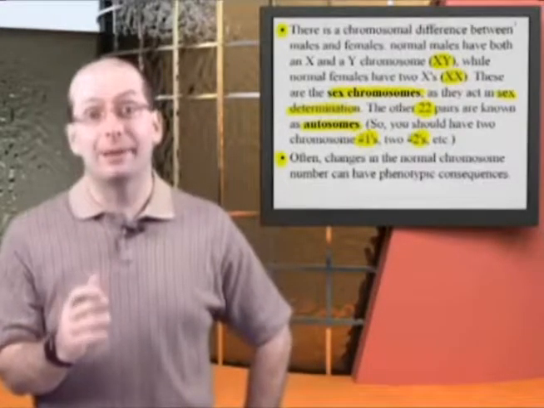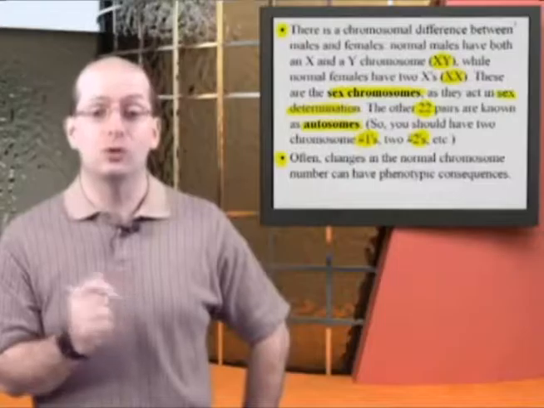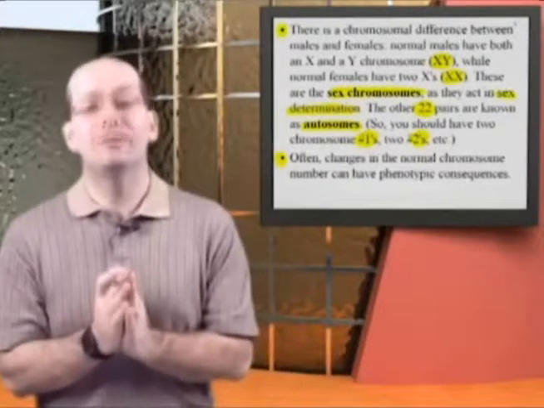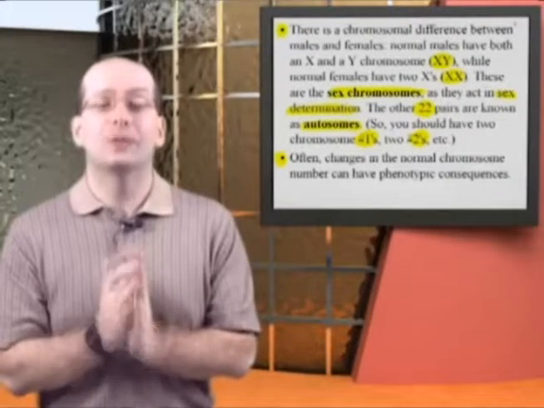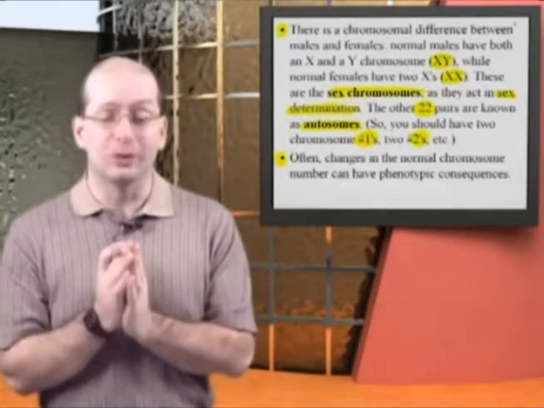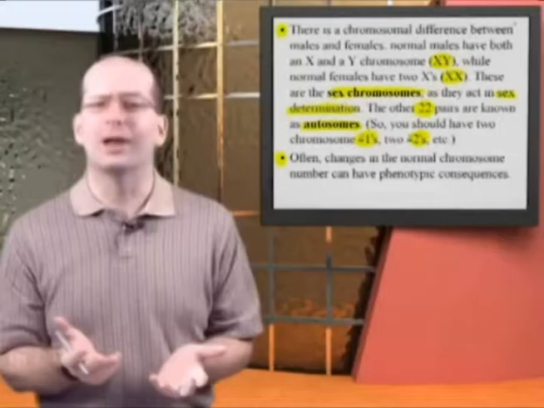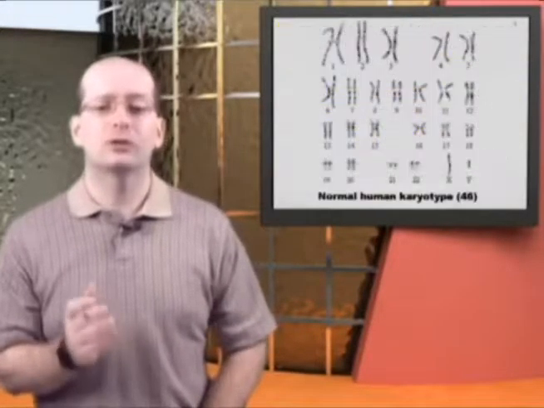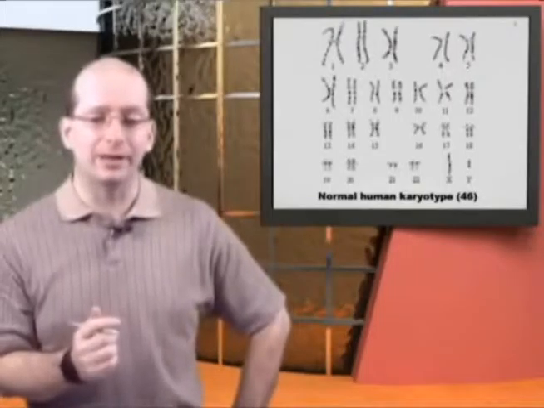We're talking today about what happens if things change, so often changes in the normal chromosome number can have phenotypic consequences. Sometimes these are dire, really extreme. Sometimes they're not extreme at all, and we'll see why this happens. But first, let's look at a normal human karyotype.